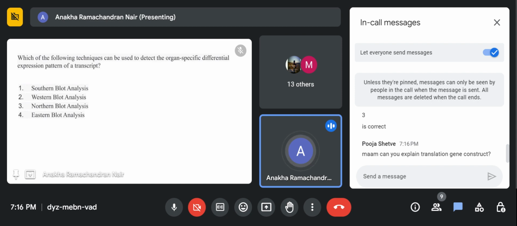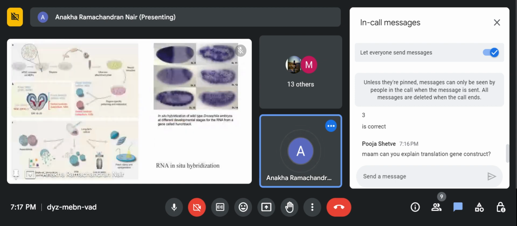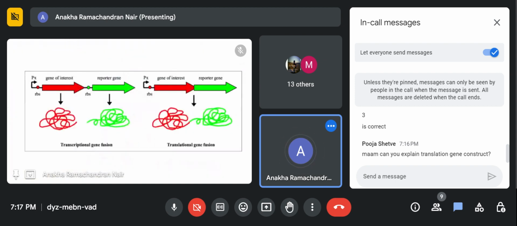Yeah, I'll explain translational gene construct, not a problem. So I think I have a diagram somewhere of translational gene construct. Yeah. So this is a translational gene construct and a transcriptional gene construct. The diagram showing that. Okay.